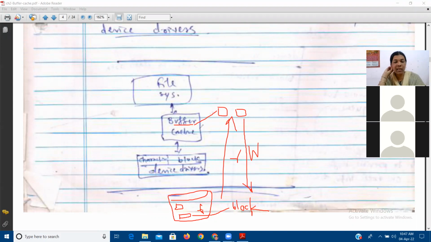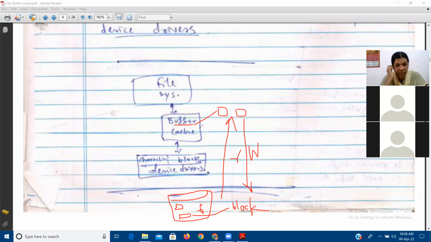Main memory is somewhat far away from the processor, and this buffer cache is somewhat closer to the CPU. The buffer cache is closer to the CPU, and main memory comes after the buffer cache. So to access the data from the cache, it requires less time, because it is nearer to the processor.